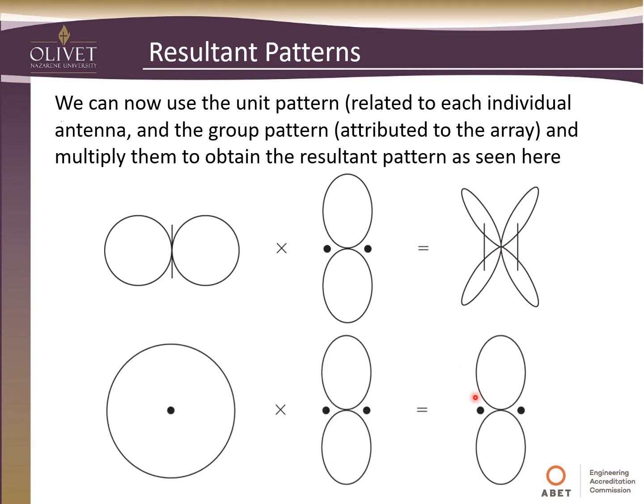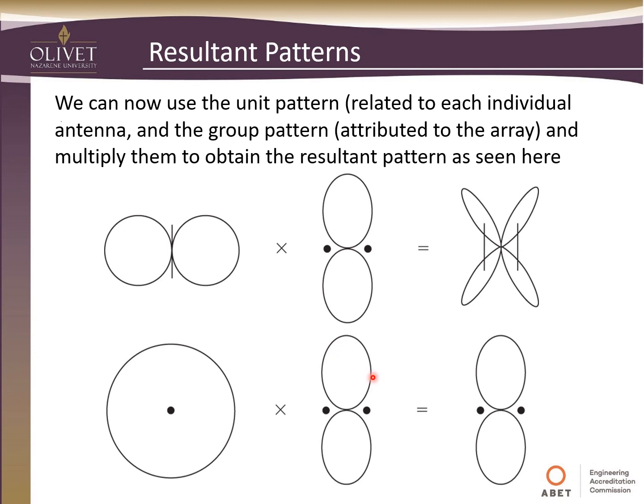Another way you could do it is if you did have an isotropic, that is projecting in all directions, and you did it times this guy, then you'd get exactly the same thing, right? Because this one's represented everywhere, so the only thing that affects it is the group pattern.